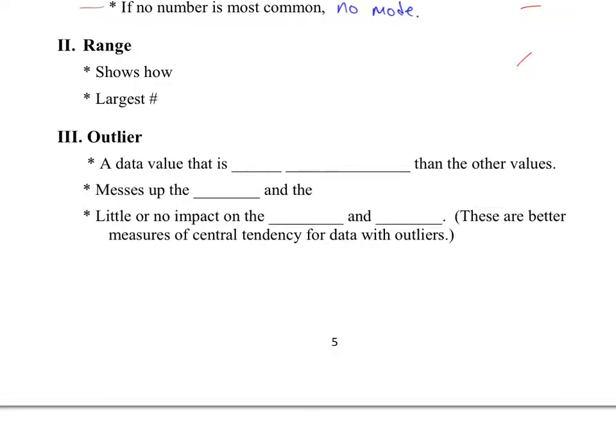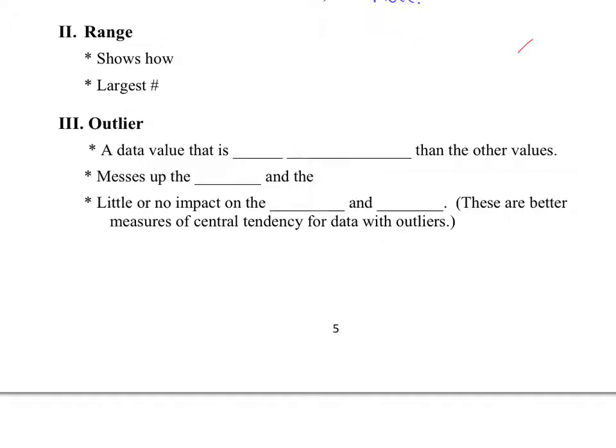Cool. Range. Range shows how spread out the data is. I think that's what I have in my notes. Yep. So if we're talking about ages in here, and we want to figure out what's the range of all of our ages, we would do the largest number, which would be mine, minus the smallest number.